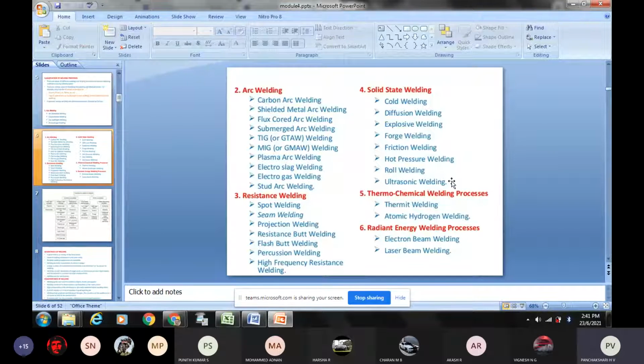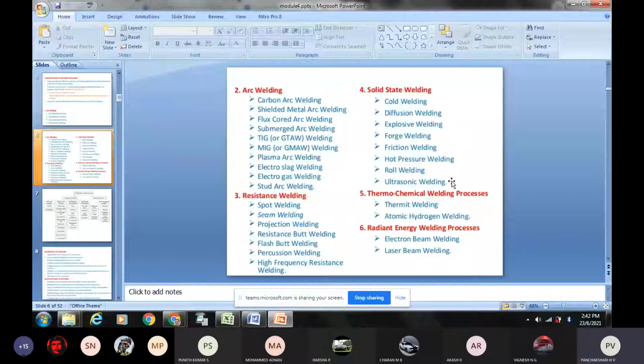Then one more is the thermochemical welding process. Thermochemical welding means thermite welding, atomic hydrogen welding. This is another special category of welding. Radiant energy welding process: electron beam welding and laser beam welding. See, all these are different types of energy sources, different types of welding classifications. Just try to remember these names in this section.